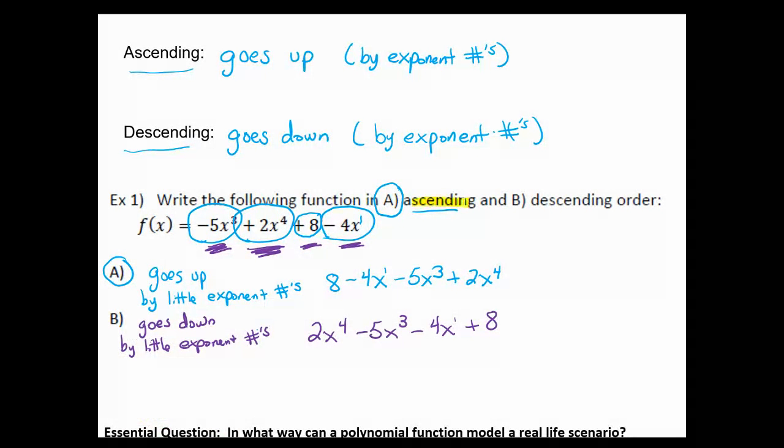Okay, so ascending: x to the 1, x cubed, x to the 4th. Descending: x to the 4th, x to the 3rd, x, and then no x in the back. Okay? Goes up by the little numbers, goes down by the little numbers. Easy, right?